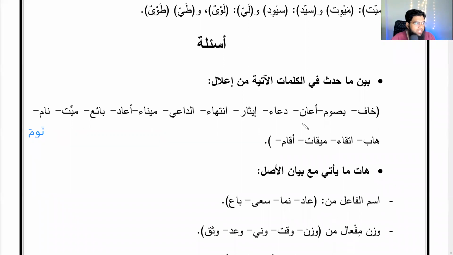Haba is from haba yahabu. Again, rule number one. It is a ya. It was actually hayiba. How do you know? You look at the dictionary. Why am I saying hayiba? Because the mudari' is yahabu, like nama yanamu. Whenever both have alif, it is from Bab Sami'a. So hayiba yahyabu, both you'll change into an alif.